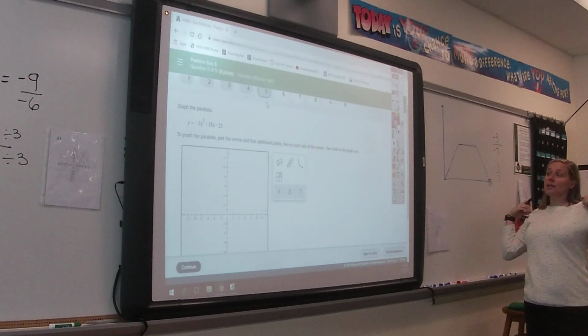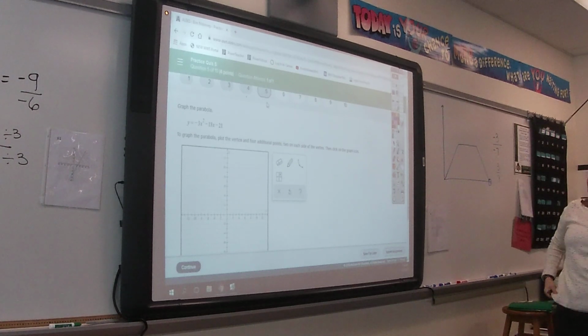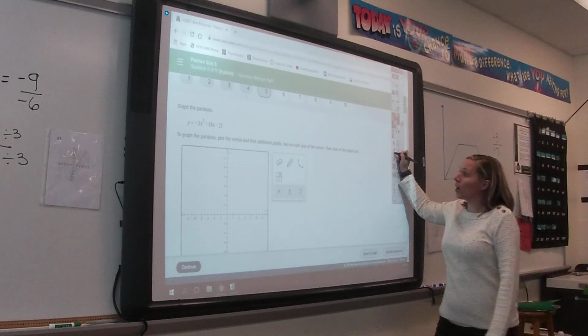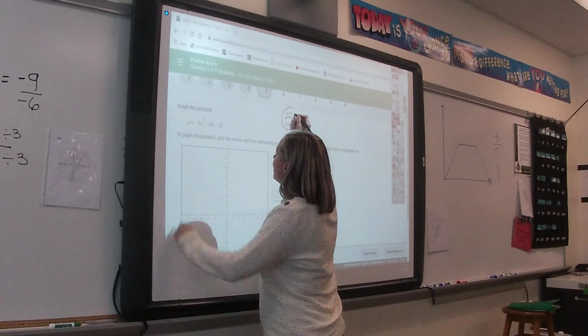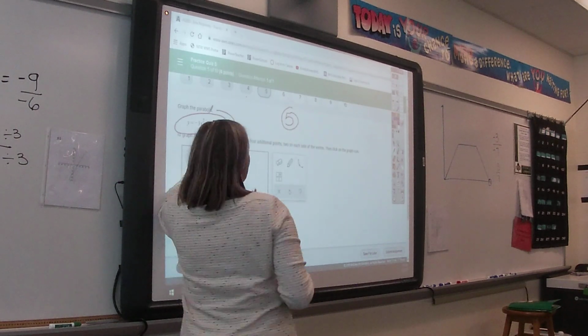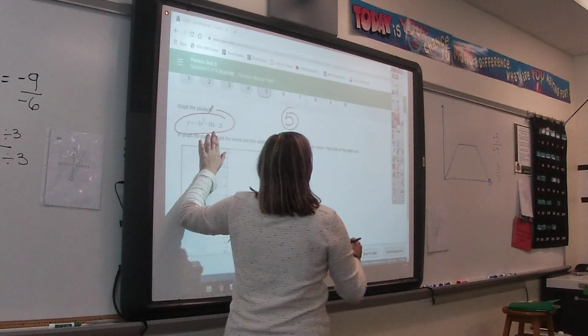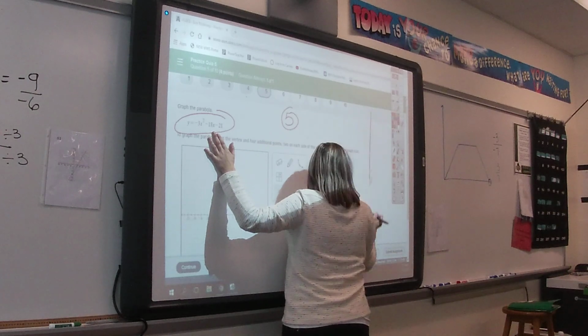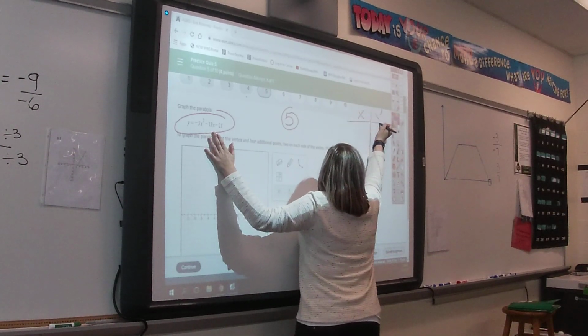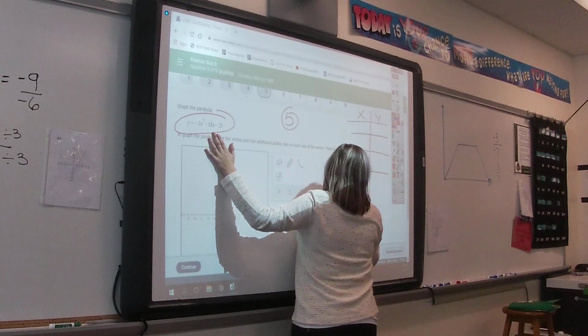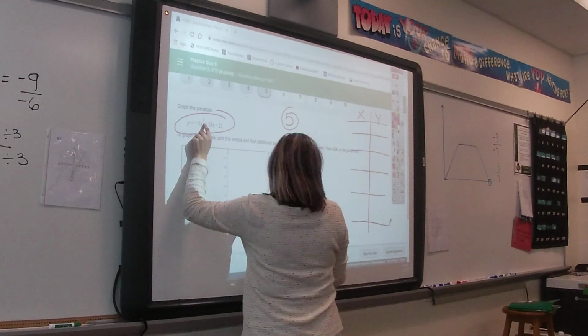Okay, number 5 is graphing a parabola given this form. So what are we going to do if it's in this form? y equals -3x squared minus 18x minus 21. Okay, that's quadratic. Why is it quadratic? Because that's an x squared.